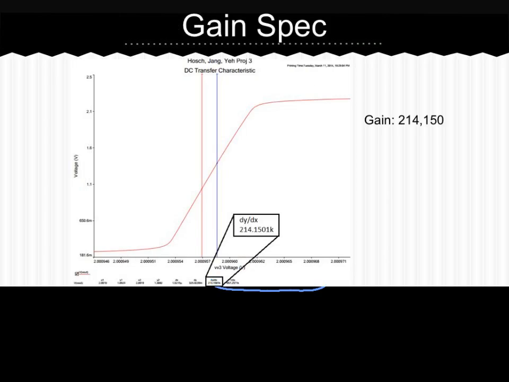Next, we also did a DC sweep, or a transfer characteristic, to find out what our large signal gain is. From here, we have calculated the gain to be 214,000.